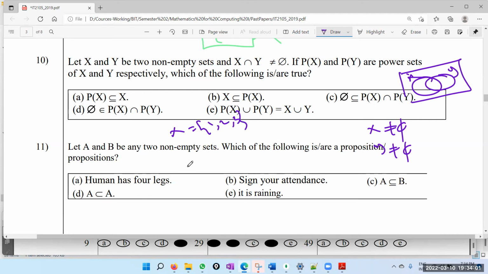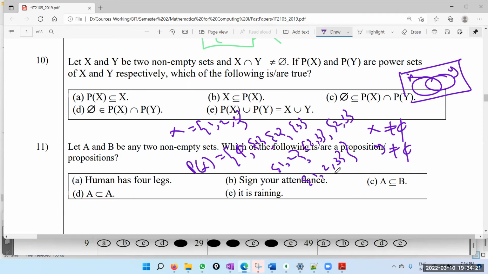For example, if my x is {1, 2, 3}, my power set of x is the empty set, {1} only, {2} only, {3} only, {1, 2}, {1, 3}, {2, 3}, and {1, 2, 3}. This is just an example to get a feeling about it. So this is my power set. It says power set is a subset of x. No, right? It is x that is a subset of the power set, because your x is always inside your power set. So therefore this is wrong.